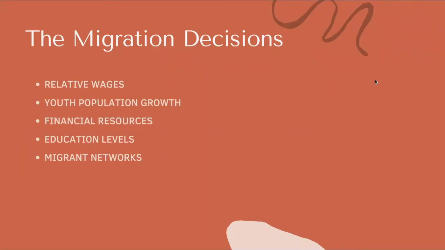Next is migration decisions. We need to know what motivates migrants in their decision making. These are some factors that influence the decision-making process of migrants: relative wages, youth population growth, financial resources, educational levels, and migrant networks. We use Morocco and the European Union as an example.